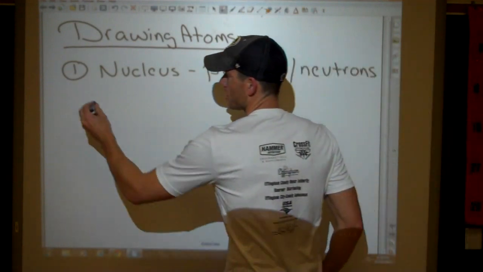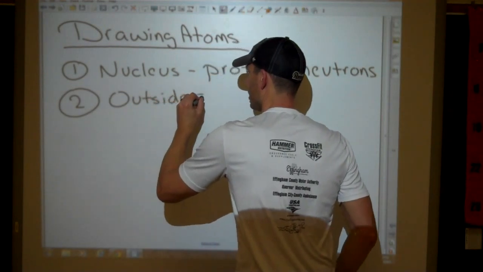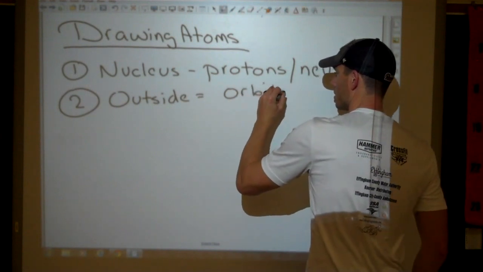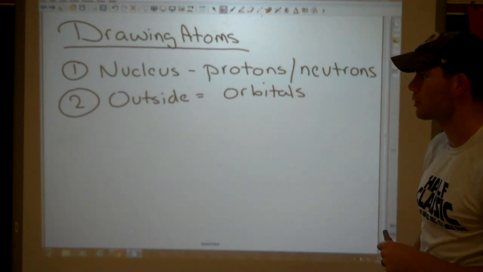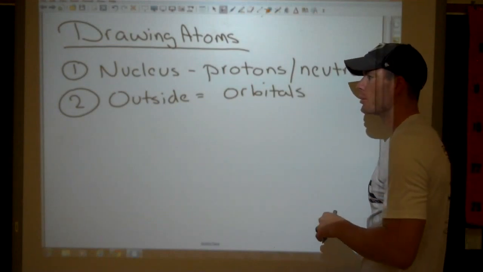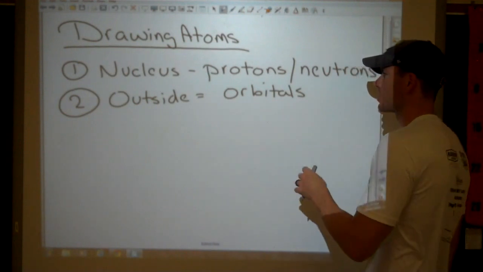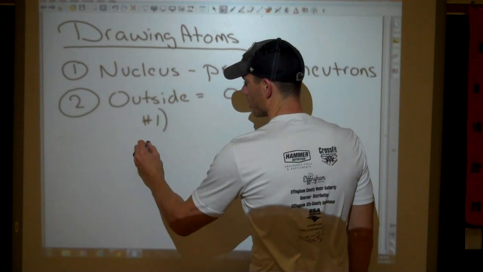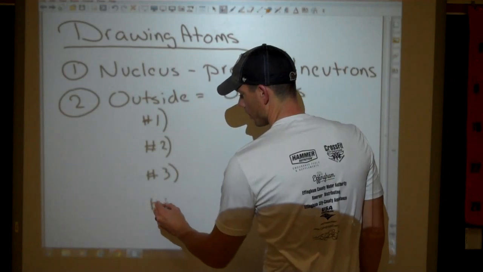And then second, you're going to draw around the outside, which we're going to refer to as orbitals. Now remember, you also might hear it called shells or electron cloud, but we're going to use the term orbitals for the outside. There can be up to 4 orbitals, at least in this class. As far as we're going to go is 4. It goes way beyond that, but for the purpose of our class, we're just going to use 4 orbitals. So orbital number 1, orbital number 2, orbital number 3, and orbital number 4.